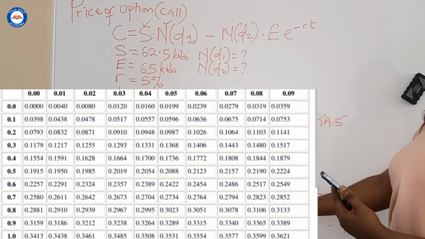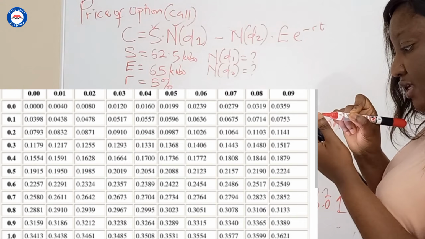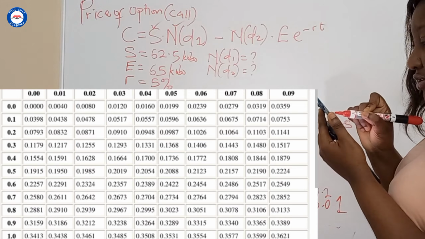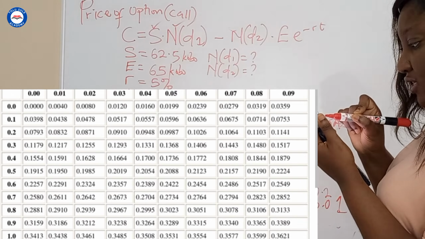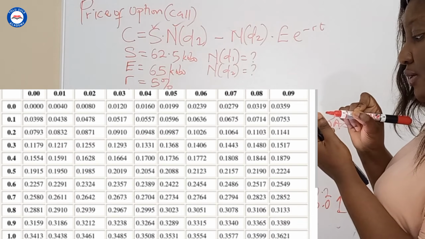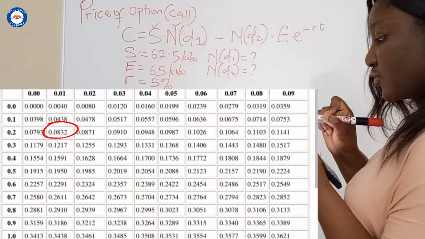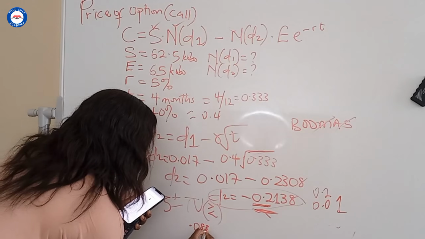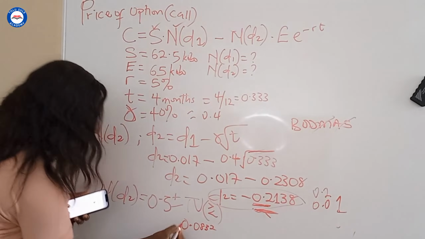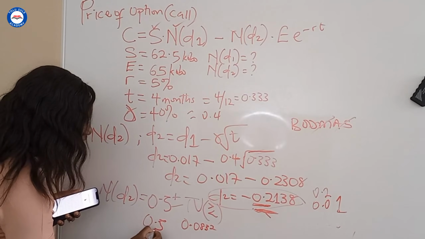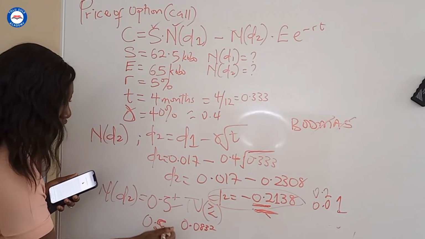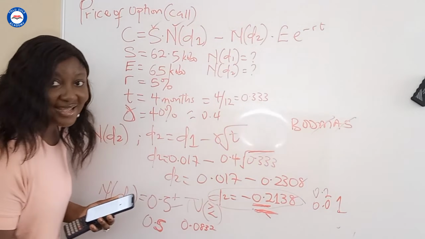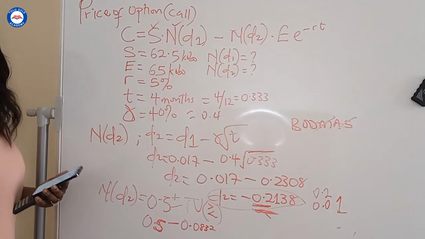So what we need here is 0.2. Check it. I've located the 0.2 line under 0.01. At what point did they intersect? What's the number there? 0.0832. So we come and write it down here. 0.0832. So we have 0.5. Don't go and mistakenly write plus. It's a minus. Why? Because this D2 is less than 0.